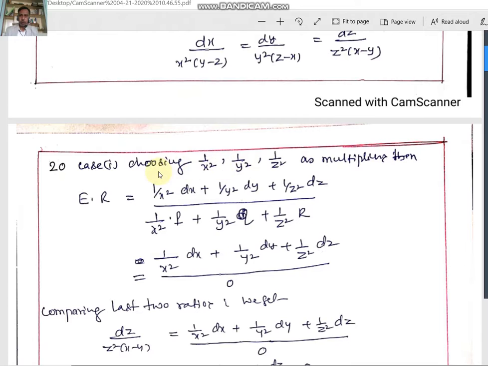Then case 1, choosing 1 by x square, 1 by y square, 1 by z square as multipliers. Why do we have to choose only 1 by x square, 1 by y square, 1 by z square? Because when you multiply these along with capital P, capital Q, capital R, the sum should be 0. So this satisfies that condition. Then each ratio is equal to (1 by x square dx plus 1 by y square dy plus 1 by z square dz) divided by (1 by x square P plus 1 by y square Q plus 1 by z square R). So obviously it makes 0.